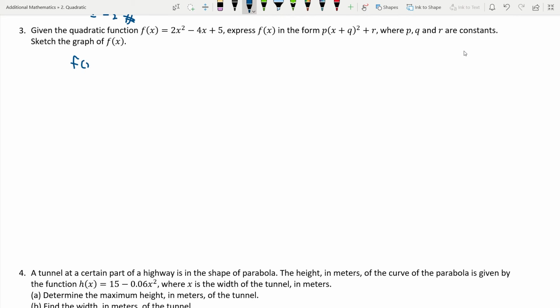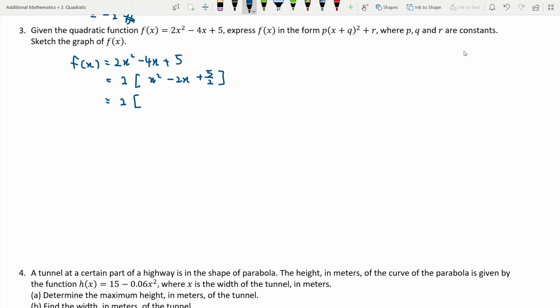Our function is f of x is equal to 2x squared minus 4x plus 5. To obtain the vertex form, we need to perform completing the square. First, we need to factorize the 2 outside the bracket. Take the 2 out. We are left with x squared minus 2x plus 5 over 2. Now we can start doing completing the square.